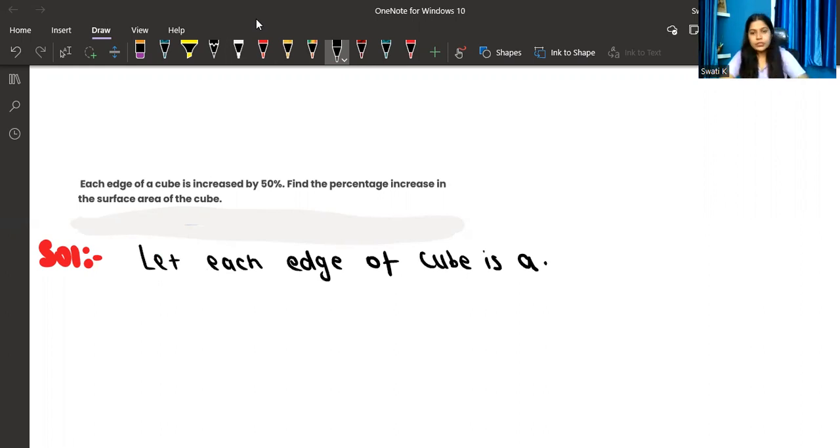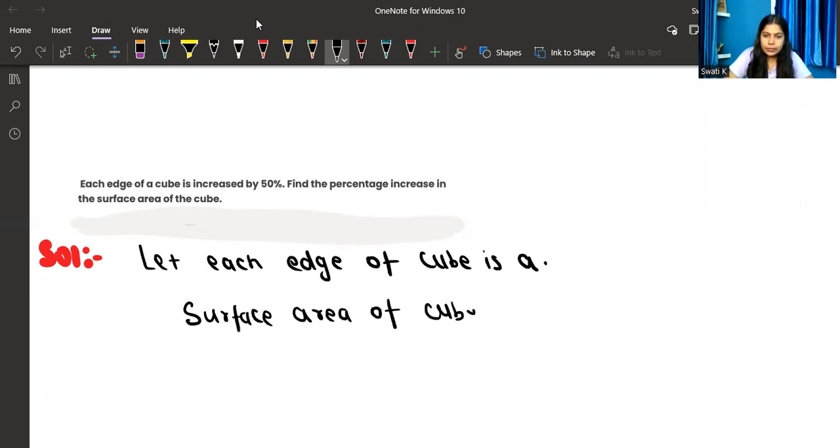So if each edge of a cube is A, what is the surface area of a cube? We already know by formula. The total surface area of a cube will be 6 into A square. This is the surface area when the edge of the cube is A.